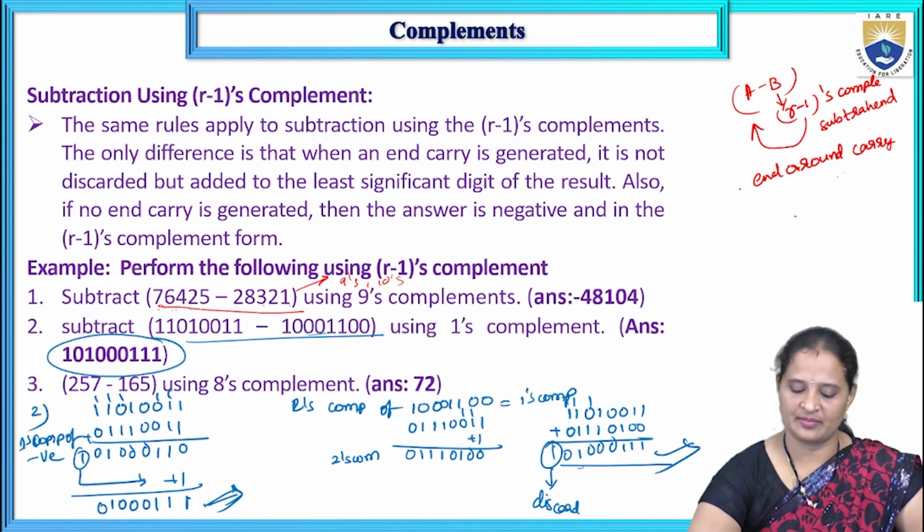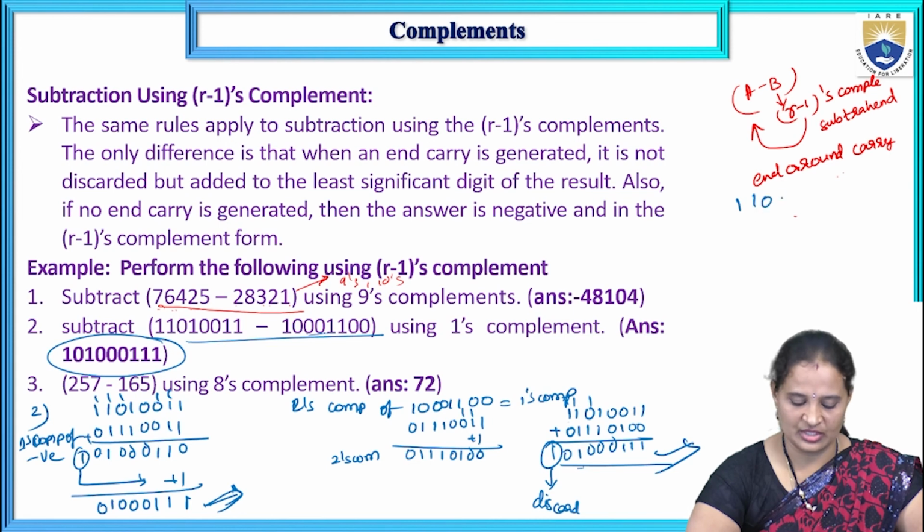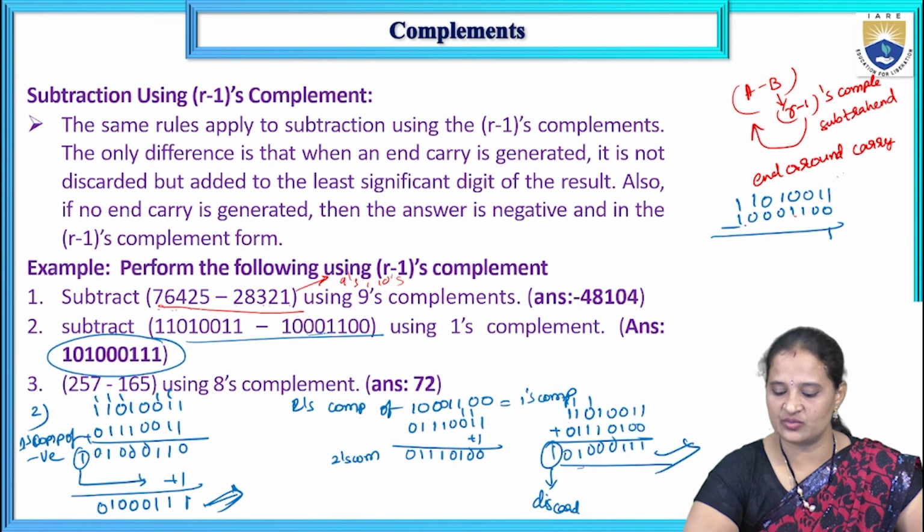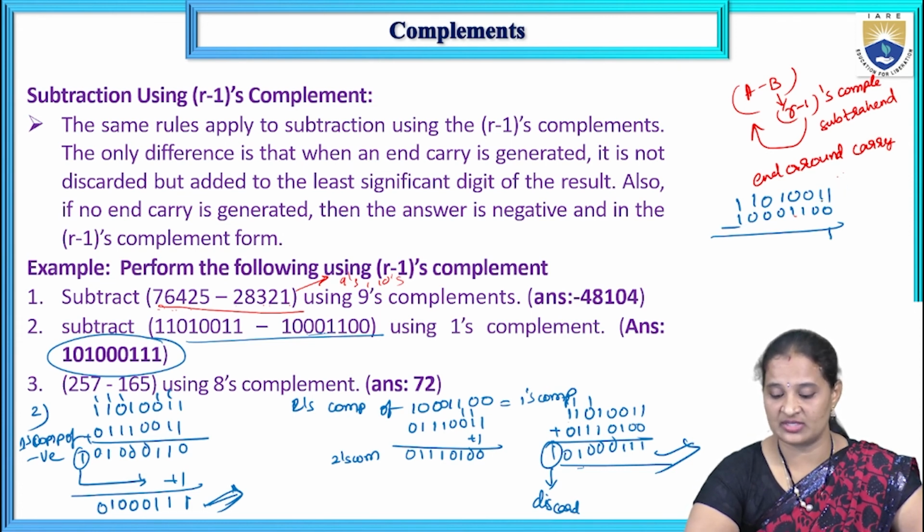We'll do the direct subtraction: 1, 1, 0, 1, 0, 0, 1, 1 minus 0, 0, 1, 1, 1, 0, 0. I'm cross verifying whether it is correct or not. 1 minus 0 is 1. So here again 0, 1, 1, 0, because we cannot subtract 1 from 0.